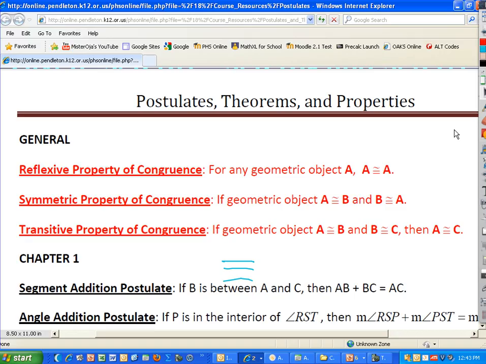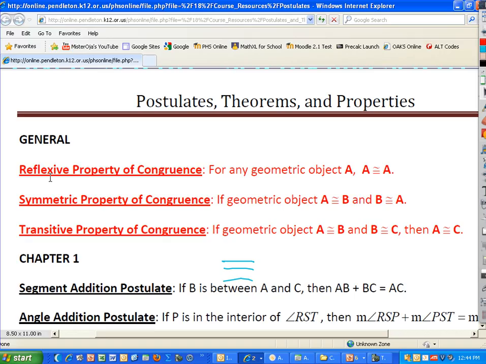It's an easy one to remember because it sounds like reflection. If you look in the mirror, you're seeing your reflection, which, if it's a perfect mirror, is a perfect image of you, right? You're congruent to your own reflection, of course. And so that's how you might remember that.